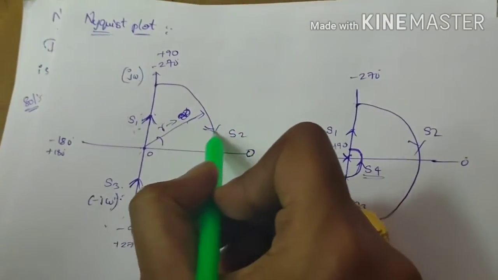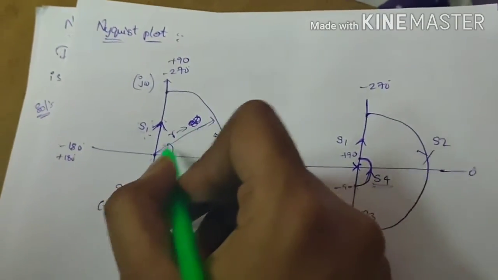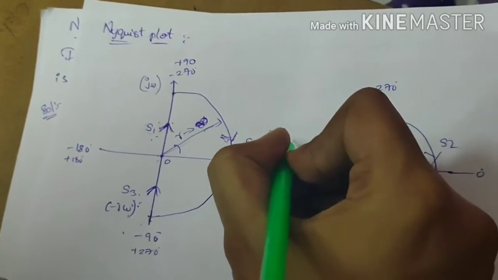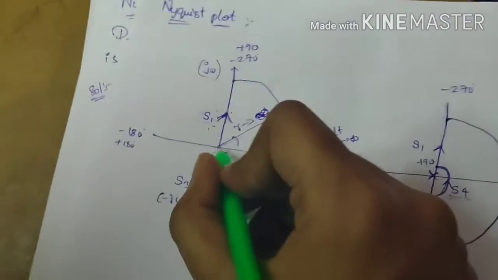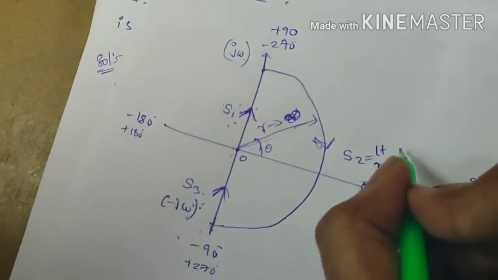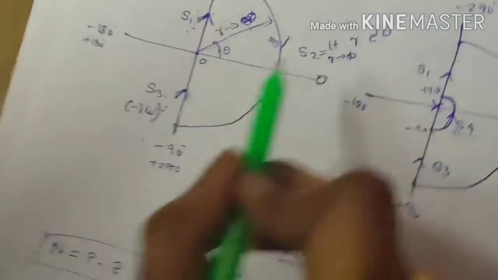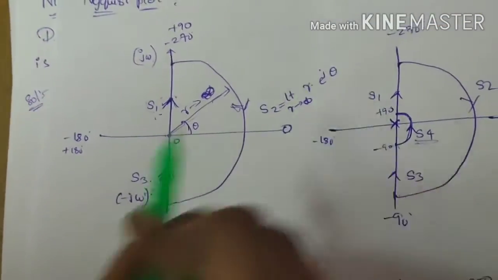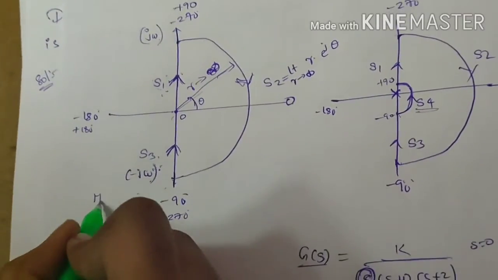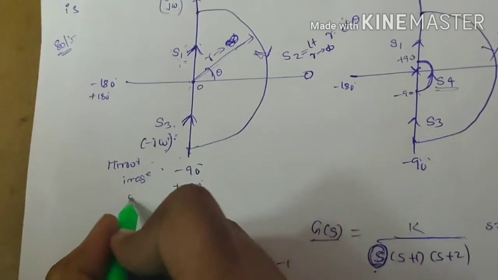Then what about the S2 value? For the S2 value, observe that here the radius is going from R to infinite. So the S2 value will be limit R tends to infinite. So the radius is infinite, and we have some angle theta. So R tends to infinite, R into e to the power of j theta. So this is the value of S2. What is the value of S3? For S3, just substitute S equal to minus j omega, which is nothing but the mirror image of the polar plot.